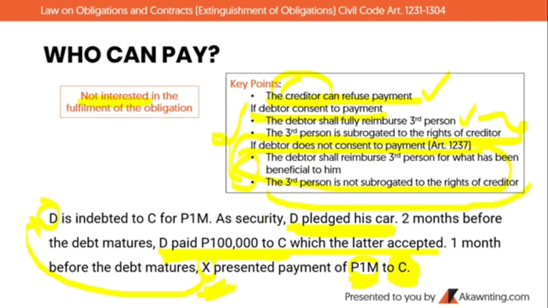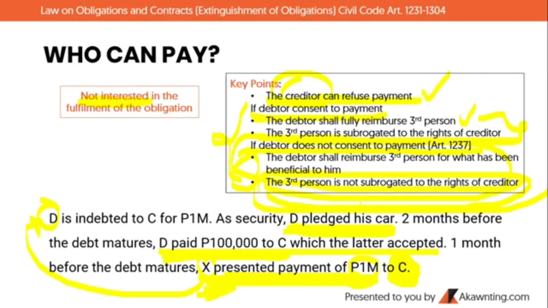Okay? So, last key point. The third person is not subrogated to the rights of the creditor. So, simple lang, if ever si X maniningil na kay D at hindi siya makasingil kasi wala nang cash si D, in this case, hindi niya na magiging option yung pledge, yung foreclosure ng the pledge object. So, wala na. Hindi niya na pwedeng ma-foreclose yung pledge car. Kasi hindi na siya masusubrogate dun sa other rights. So, yung right niya lang is to collect from D.